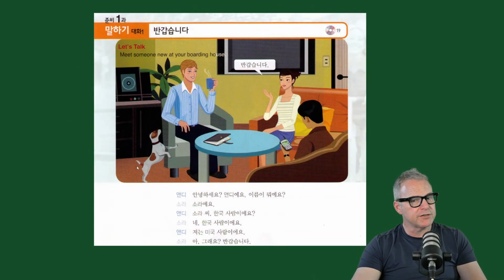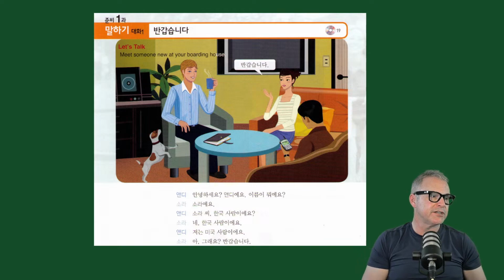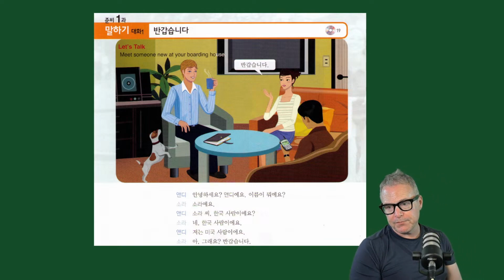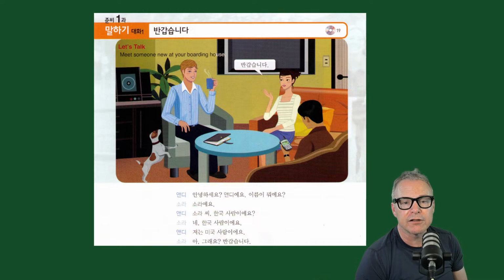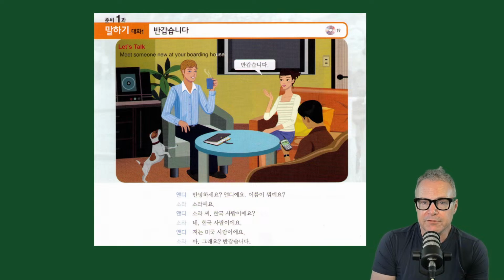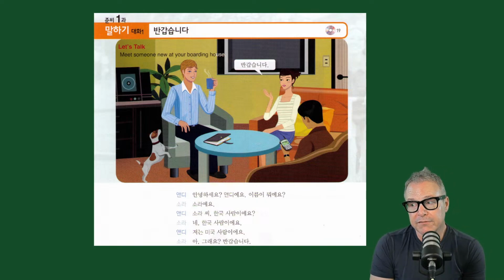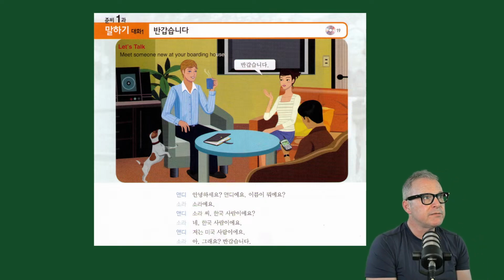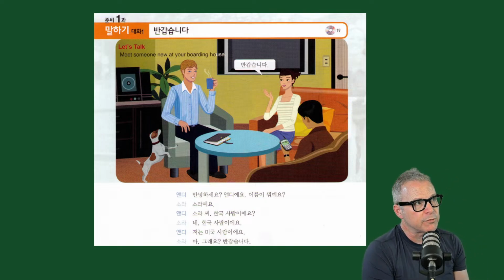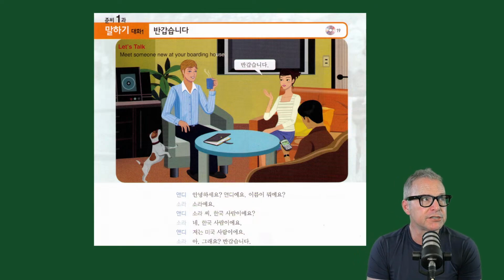So in this first conversation, we're looking at a conversation between Andy and Sora. This is from Sogang Korean, Sogang Hangugo, which Sogang is a university in Seoul, and they've got a textbook series called Sogang Hangugo, Korean language. And this is from Junbi Ilgwa, preparation lesson number 1, Malhagi, Speaking, conversation 1. Title of this conversation is Pangapsumnida.